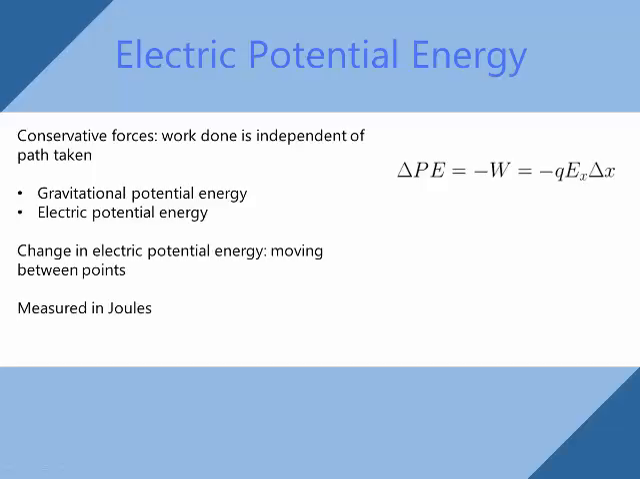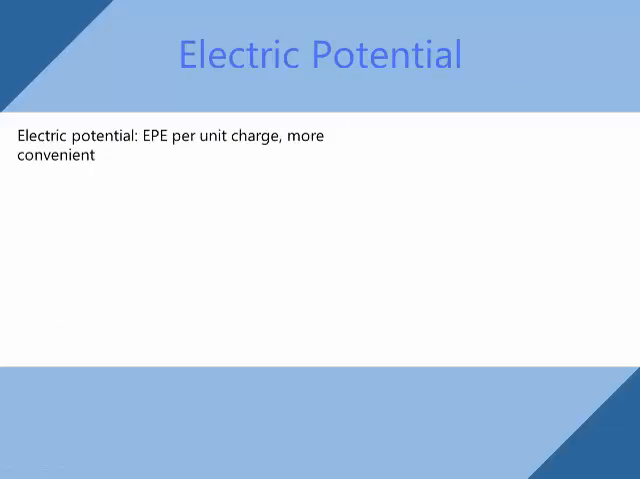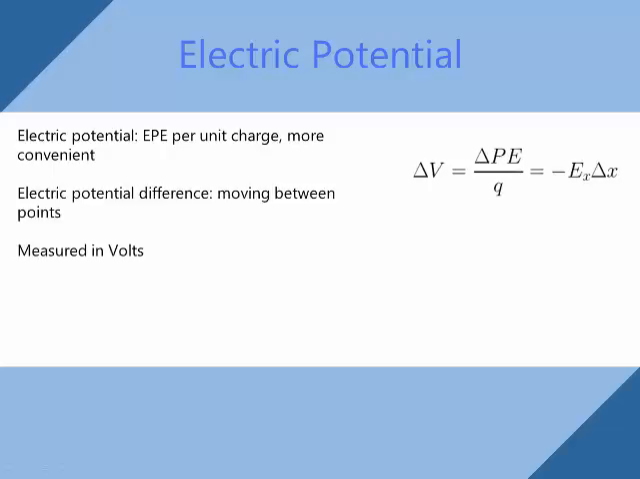Because of work-energy equivalence, we can measure the change in potential energy relative to work done. As it is an energy quantity, we measure it in joules. Electric potential is the electric potential energy per unit charge, similar to how the electric field is the electric force per unit charge. It's generally more convenient to use. We can measure the difference in electric potential between 2 points. We measure electric potential in volts.